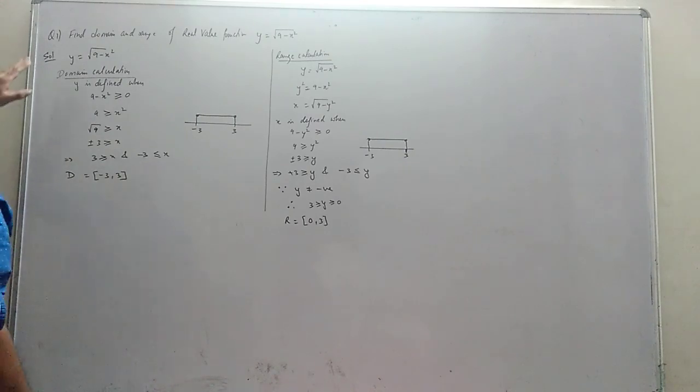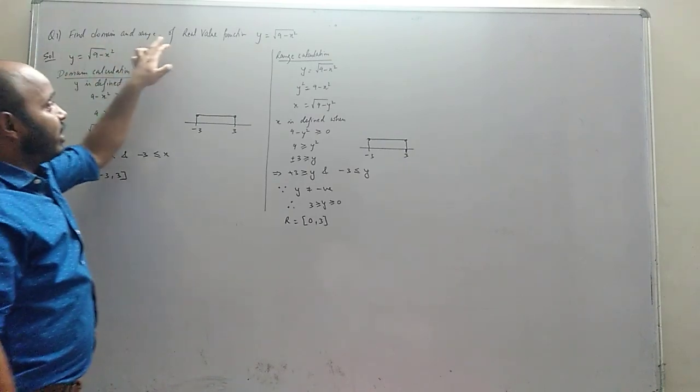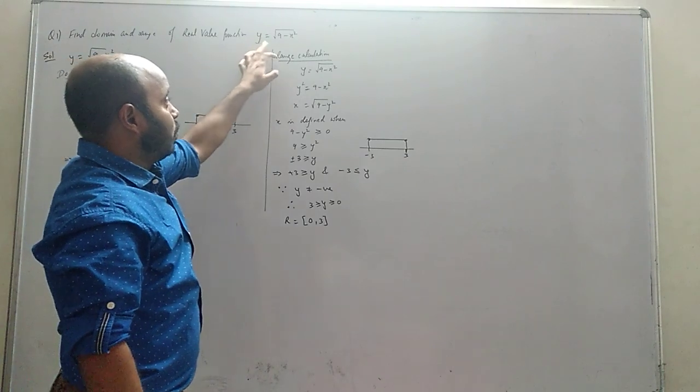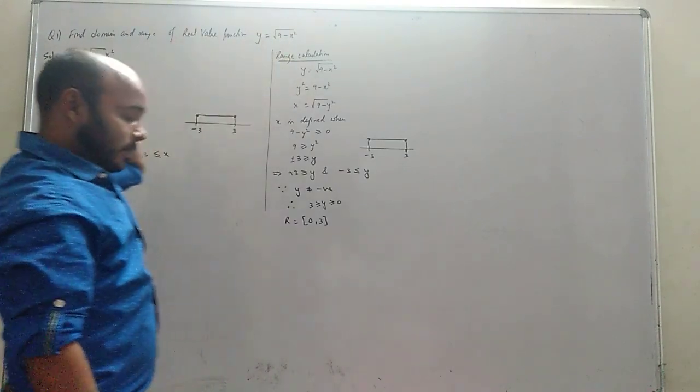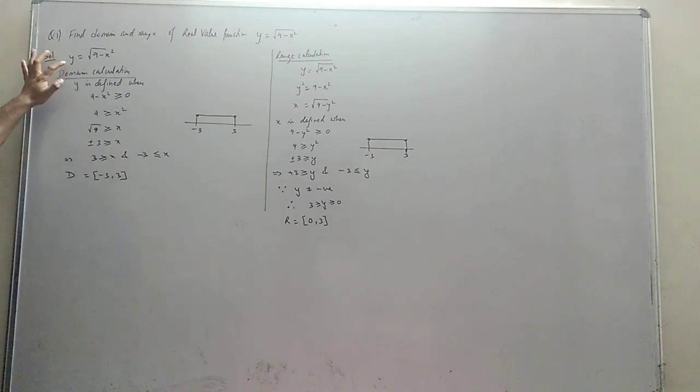Okay, let's do our simplest question. Find the domain and range of the real valued function y equals under root 9 minus x square. Now see, which case is this? Case 2, there is something inside the under root. For domain calculation, the first step: if the term inside the under root becomes negative, then it is undefined. That means this term should be greater than or equal to 0. Zero is fine, positive is also fine. That means y is defined when 9 minus x square is greater than or equal to 0.